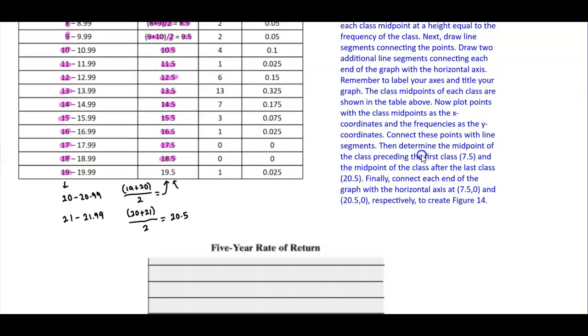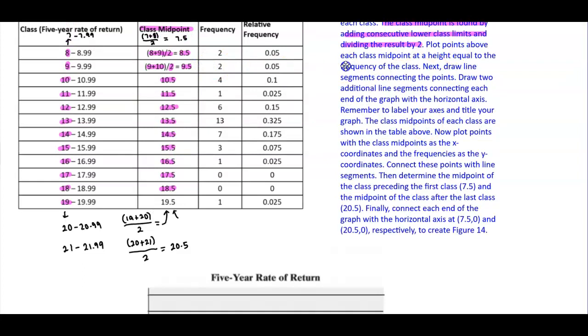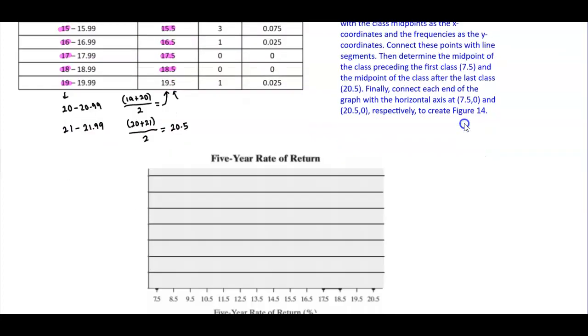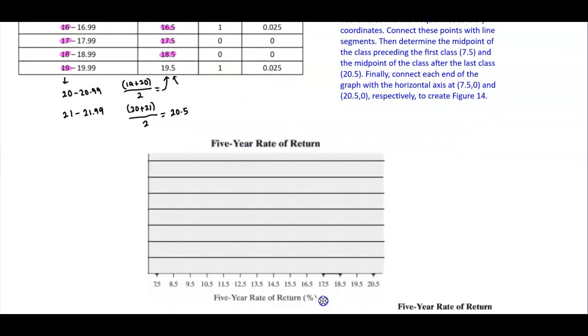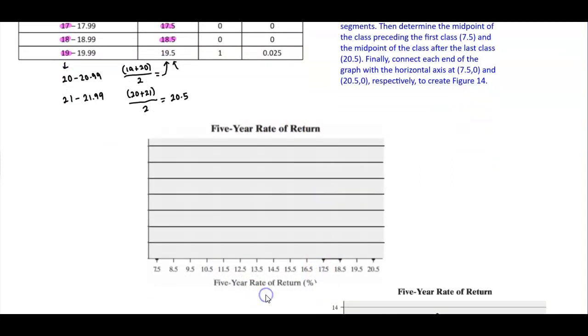Up here it says we're going to plot the points above each class midpoint at a height equal to the frequency of the class. Then we're going to draw line segments connecting those points. Then you draw 2 additional line segments connecting each end of the graph with the horizontal axis. Again, remember to label your axes and title your graph. We know the title is 5-year rate of return. Down here we have our horizontal axis with midpoints, and this is the 5-year rate of return in percentage.